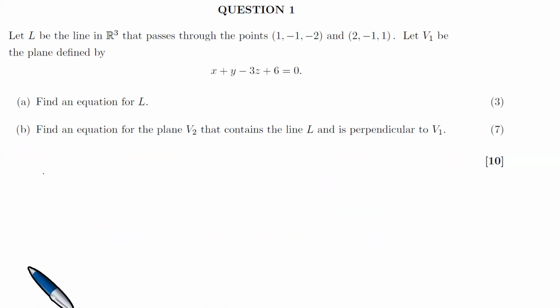Let's move to the next question. Next we're going to look at part B. Find an equation for the plane V2 that contains the line L and is perpendicular to V1.